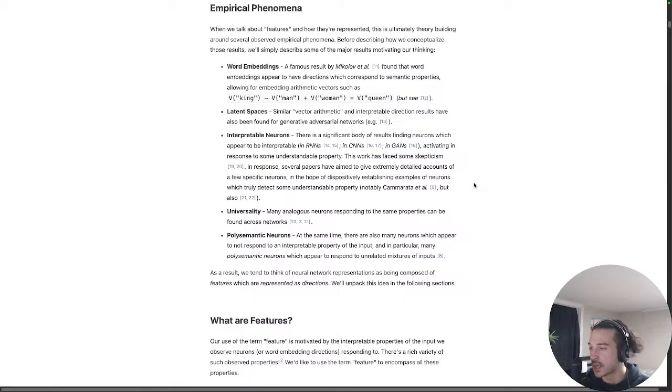Polysemantic neurons. At the same time, there are also many neurons which appear to not respond to an interpretable property of the input, and in particular, many polysemantic neurons which appear to respond to unrelated mixtures of inputs. As a result, we tend to think of neural network representations as being composed of features which are represented as directions. We'll unpack this idea in the following sections.